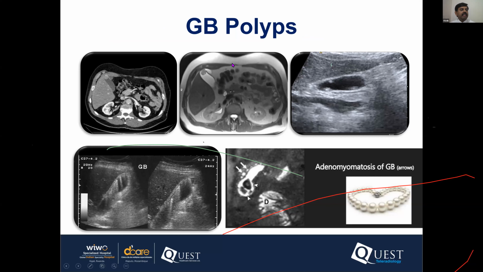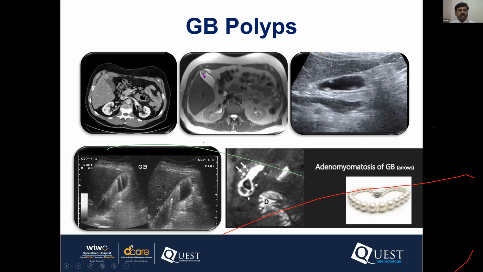A polyp that is less than 10 millimeters is usually harmless, and most polyps I have encountered are usually 4 mm, 5 mm, 6 mm. Rarely we can encounter polyps which are around 10 mm or more. The polyps which are 10 mm or more are again pre-malignant and predisposed to cancer of the gallbladder.